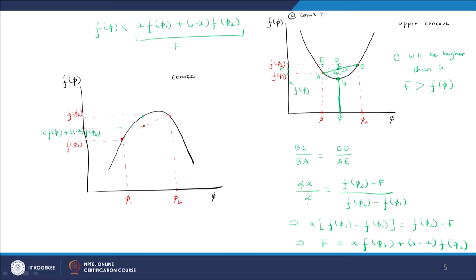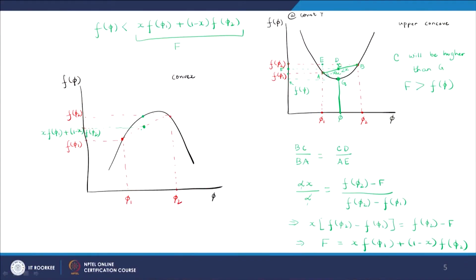Now, you can see the function value is always higher than this particular point, that is always true in the case of a convex graph. This is just the opposite of what we had for a concave graph. Okay. So, in this case we always have f of x phi higher than x of f phi 1 plus 1 minus x of f phi 2. What this means is, if the graph is upper concave, we always have mixing, and if the graph is convex, we always have phase separation.